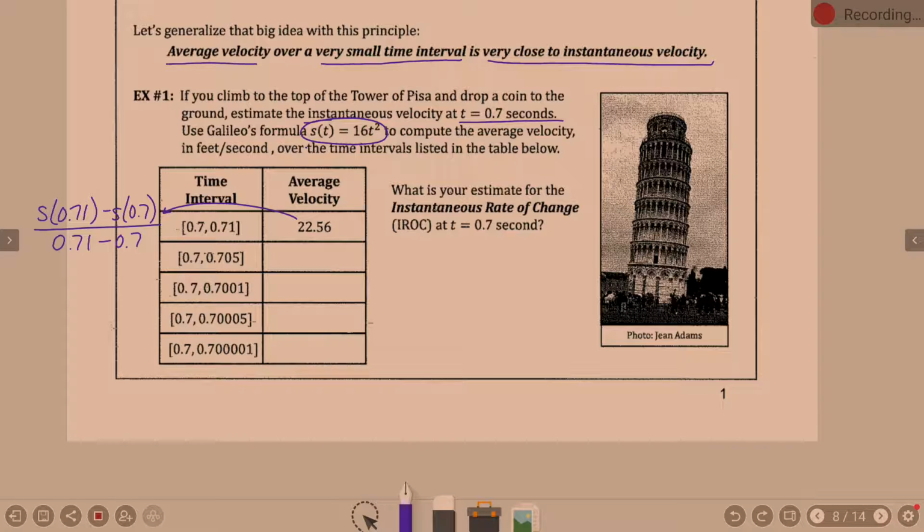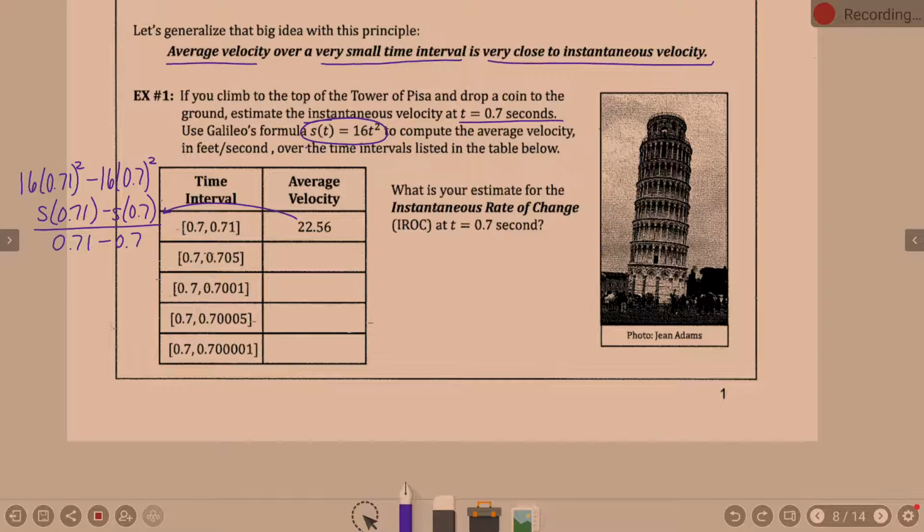Now, I wrote it as s of 0.71 and s of 0.7. Do you understand what I mean there? It's that equation with those numbers plugged in, right? So essentially what it's doing is 16 times 0.71 squared minus 16 times 0.7 squared, right? Are we okay with that? Because that's a concept we have to understand.